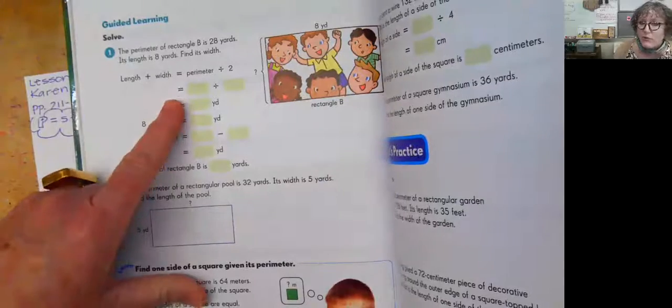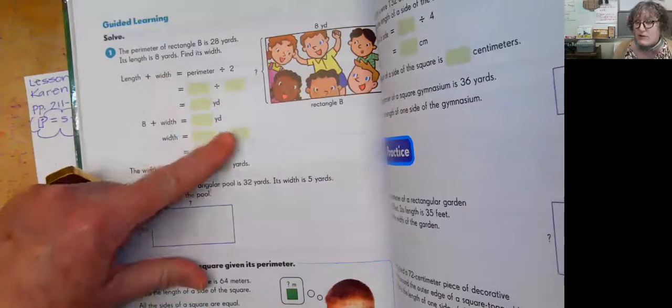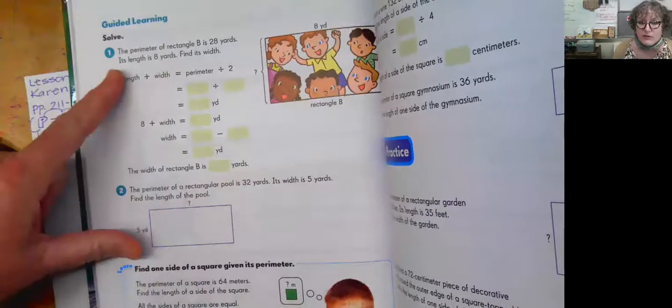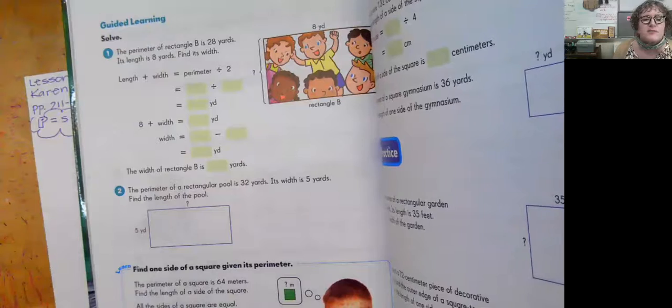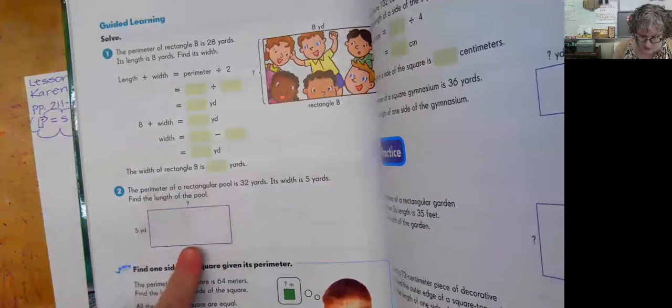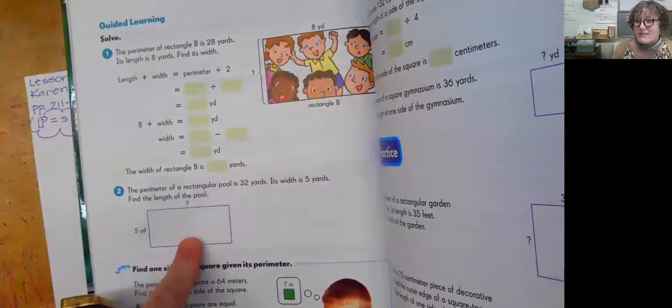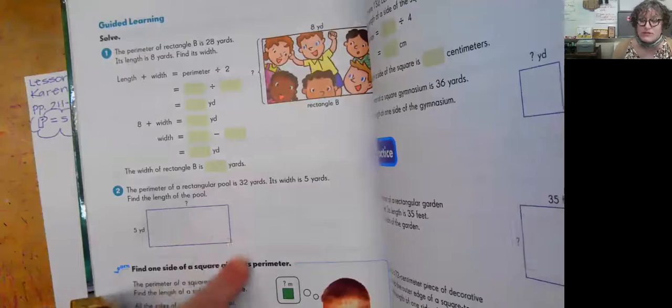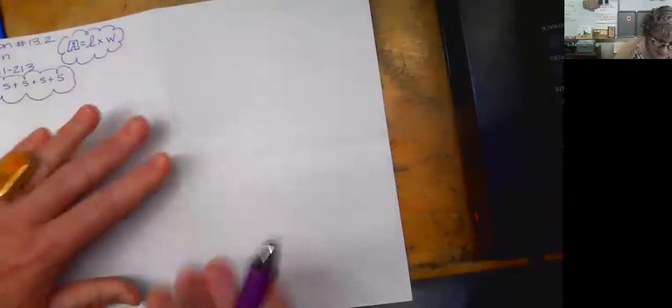So let's look at the next problem on the next page, problem 1. And you know what? I'm going to write all the green boxes. So we go through and we do all the steps. And then number 2 doesn't have green boxes. So we're going to try to figure number 2 out on our own. All right. So let's look at number 1.